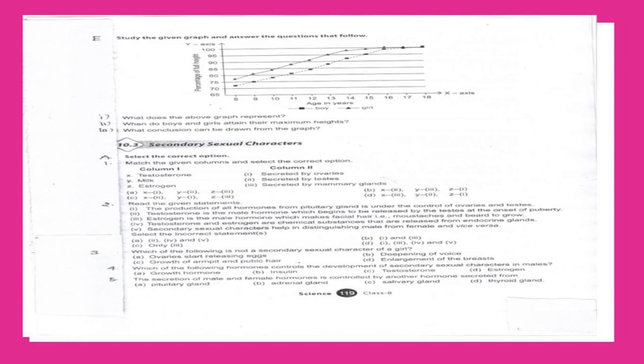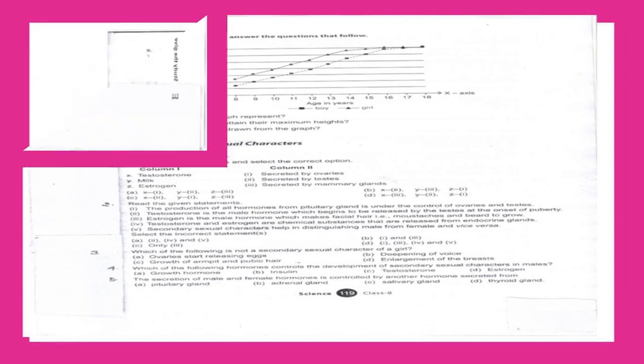Right? Then third question, which of the following is not a secondary sexual character of a girl? That is deepening of voice. Fourth one, which of the following hormones controls development of secondary sexual characters in male? It is testosterone, the male hormone. Then the secretion of male and female hormones is controlled by the pituitary gland. It is controlling. Correct.